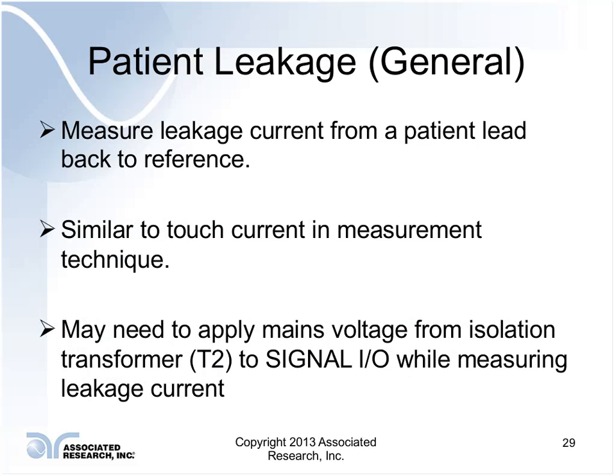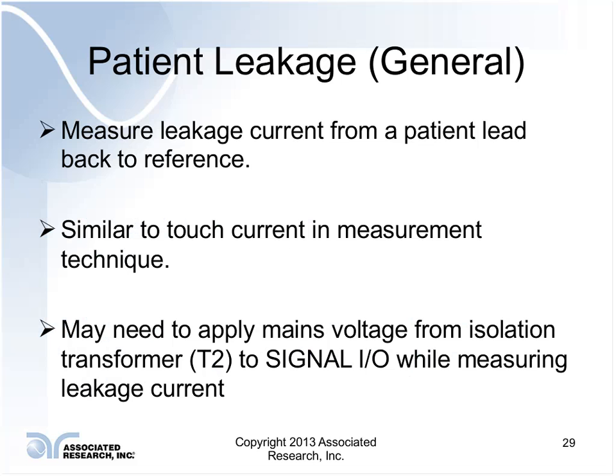Sometimes you also need to apply voltage from an isolation transformer, and they call it a separate isolation transformer. We'll just call it T2 in this case, or transformer 2, to your signal I/O while measuring leakage current. This is a little bit of a different case. Let's say you have a signal I/O port, an RS-232 port, or an Ethernet port on your device. What they want you to do is actually apply 132 volts from a separate isolation transformer to that signal I/O while you're measuring this leakage current, whether it be a touch current or a patient lead, to simulate basically a worst case scenario.